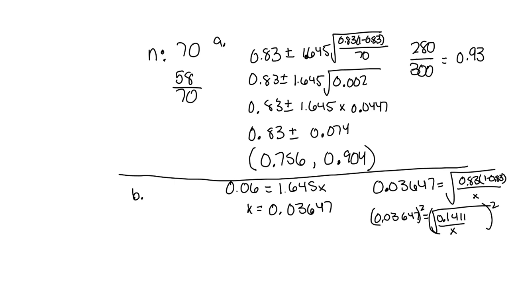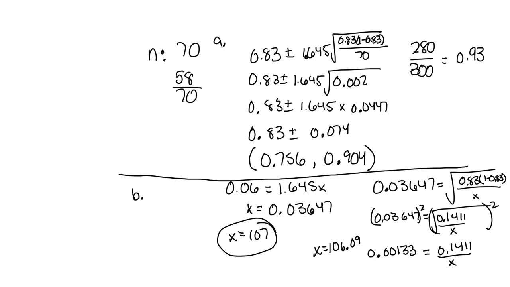0.03647 squared, that's 0.00133, equals 0.1411 divided by x. So then if I take 0.1411 divided by 0.00133, I am going to get x equals 106.09. So I'm going to need x equals 107. I have to round up.